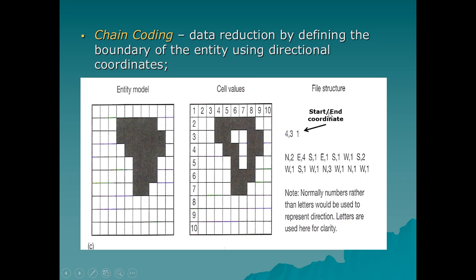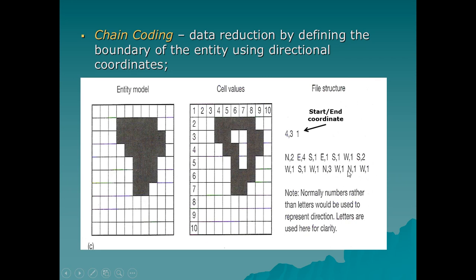So we have a start and end coordinate, because if it is a chain, because we call it chain coding, in other words, it's similar to a polygon boundary in the sense that it must begin and end in the same location. So this is the start and end coordinate. Let's find that location. It says it's at 4, 3. That's right here. Right? So it must begin and end here.